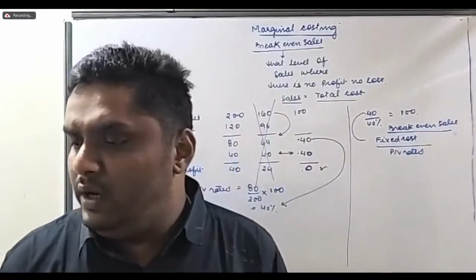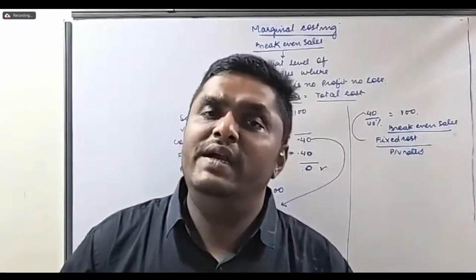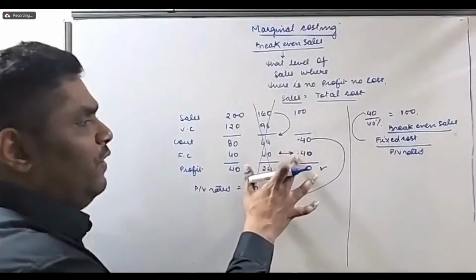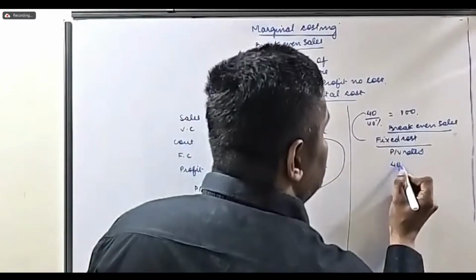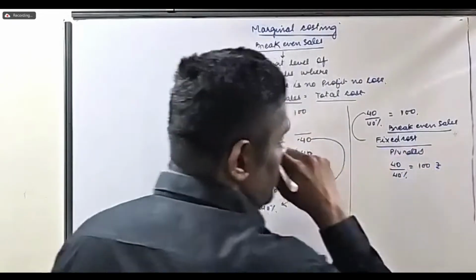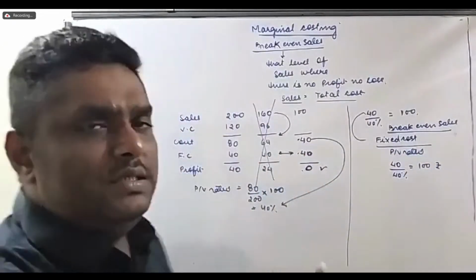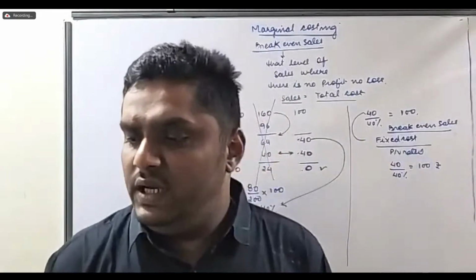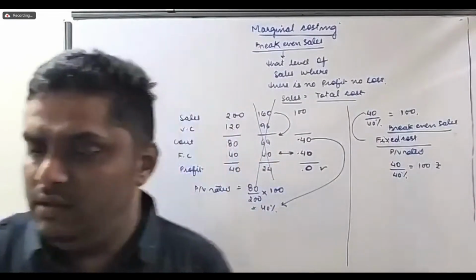Straight away, you can calculate that it is fixed cost divided by my PV ratio. My fixed cost is 40, divided by my PV ratio, that is 40%. So this will be 100 rupees. So this is all about the basics of break-even sales. I request you guys to copy this explanation.